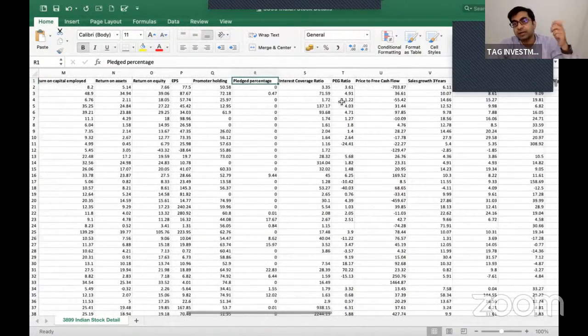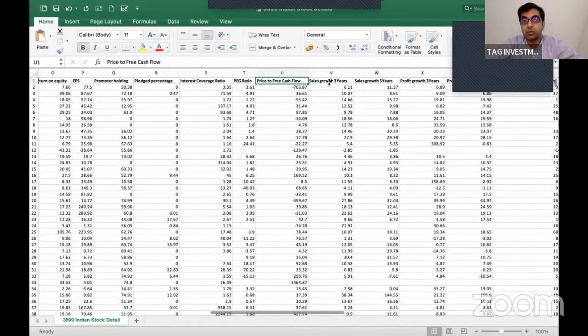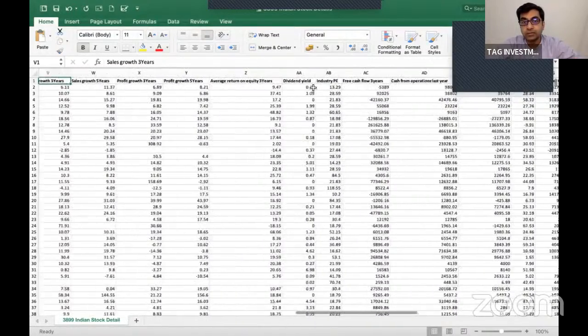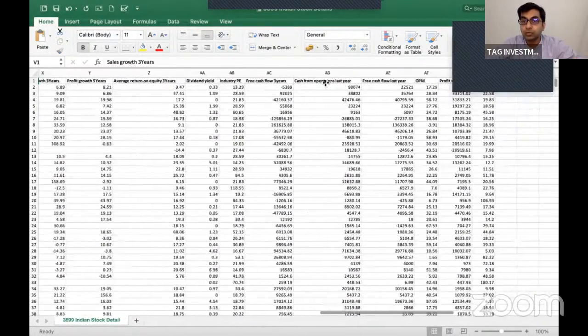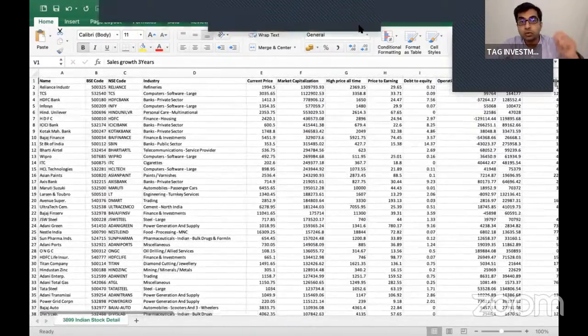So recently, the Adani Group pledged Ambuja ACC Cement, and that is why today it tanked down by almost 4 to 5%. So pledging of stocks is generally considered a bad thing in the market. We feel that the promoter is taking advantage of the stock holdings they have. Then PEG ratio, price to free cash flow, sales growth for 3, 5, 7 years, average return on equity, dividend yield, industry PE, operating profit margins, and so on and so forth. So these are so many parameters to actually track when it comes to equity investing.